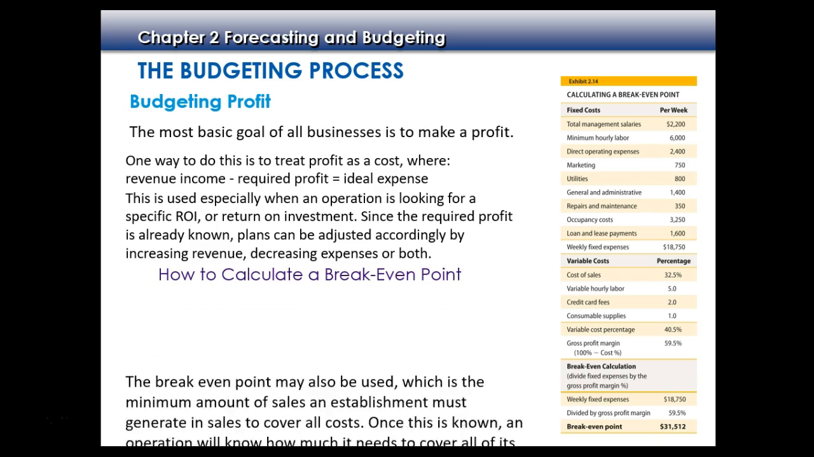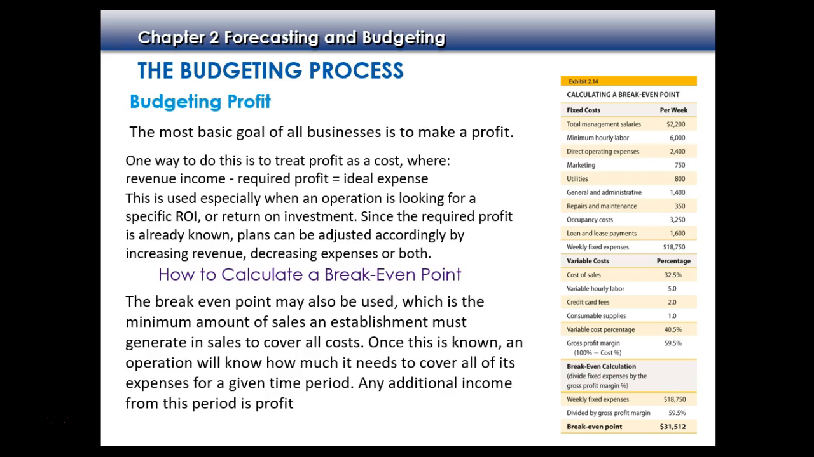Now, how to calculate a break-even point. The break-even point may also be used, which is the minimum amount of sales an establishment must generate to cover costs. Once this is known, an operation will be able to know how much it needs to cover all expenses for a given time period. And any additional income from this is profit.